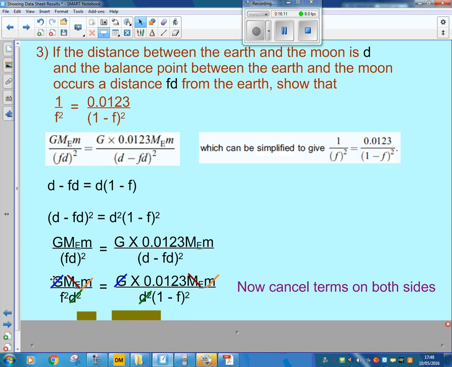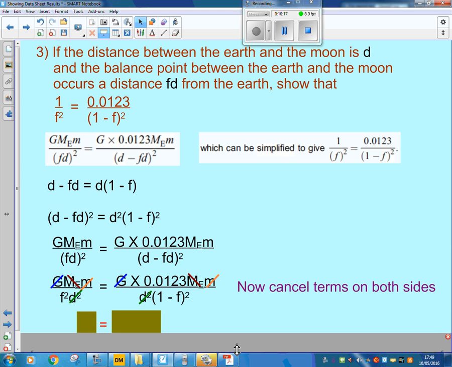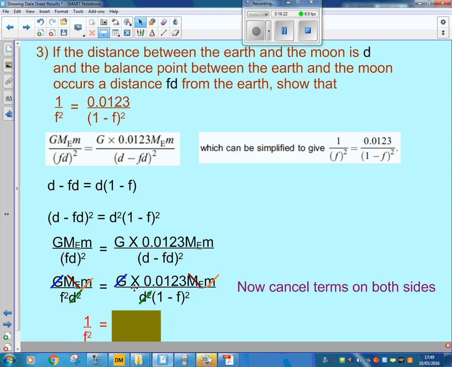Well, over here, when you cancel everything down, you're left with just the number 1. So I've got 1 over f squared here. And over here, that was just a times sign, so I'm left with 0.0123 over 1 minus f all squared. So basically, I've cancelled it all down, and got what I want.